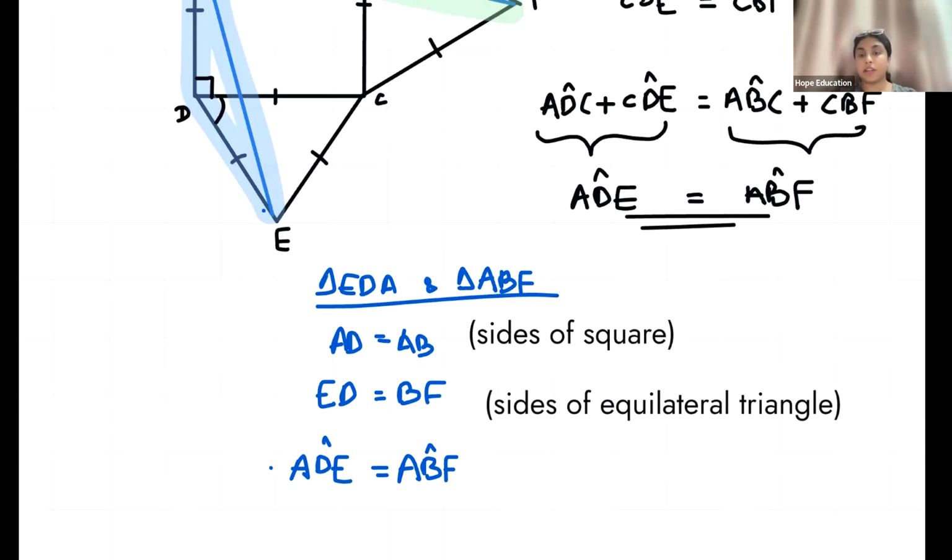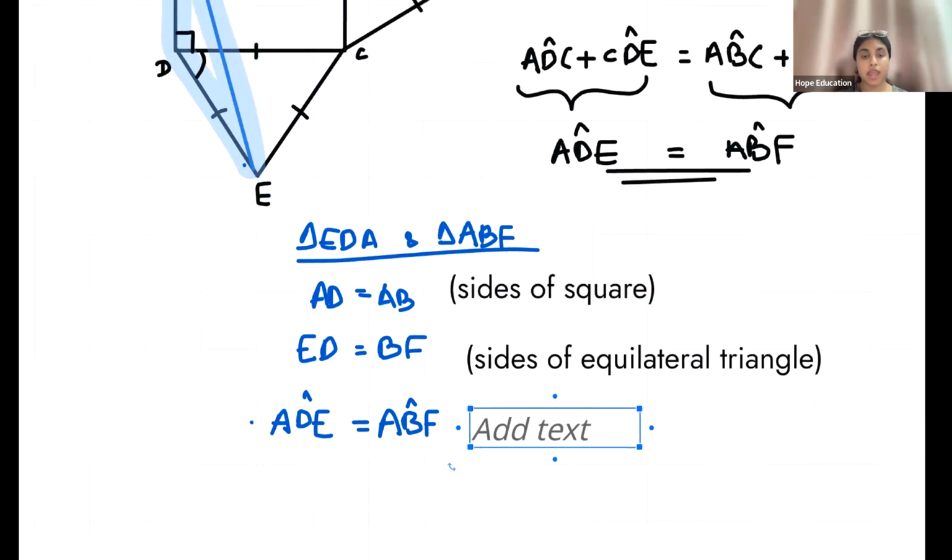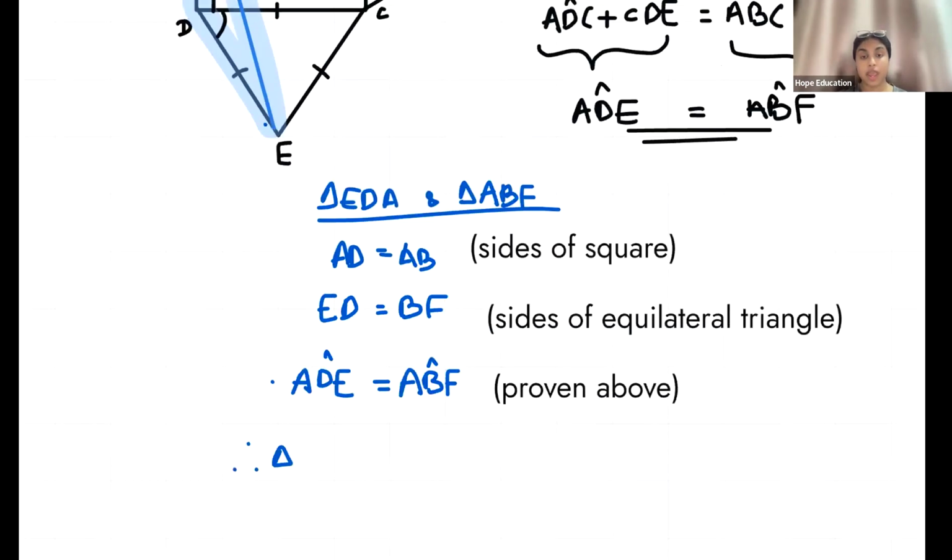So here, it is proven above. Therefore, triangle EDA is congruent to triangle ABF under the SAS case. So you guys are right, it is the SAS case. Good. Then what is our second one? EAF is an equilateral triangle.